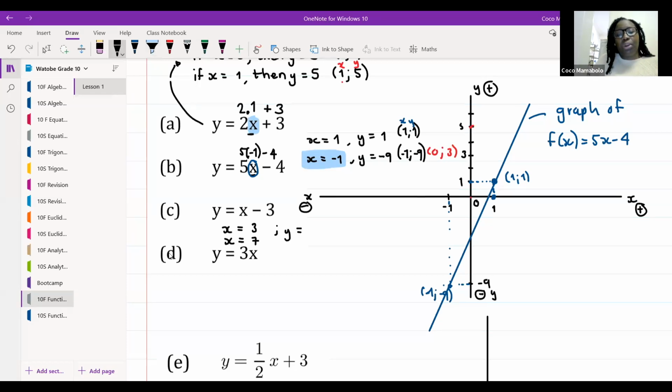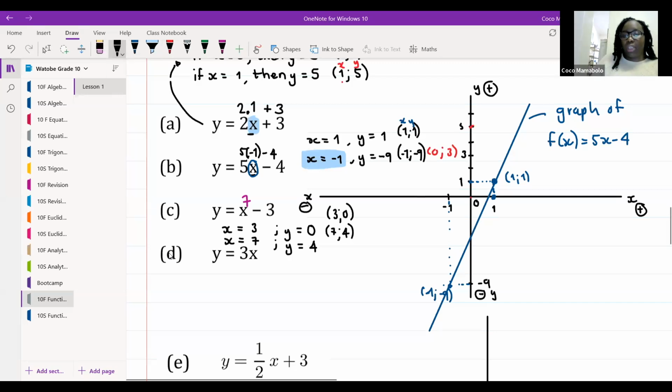Right, if x is equal to 3, what will y equal to? 3 minus 3 will give us? 0. Good. Okay, what about if x is equal to 7? Then I'm going to get 7 minus 3, which will give us? 4. Good. Now I have 2 coordinates. I've got the coordinate where x is equal to 3 and y is equal to 0, and where x is equal to 7 and y is equal to 4.